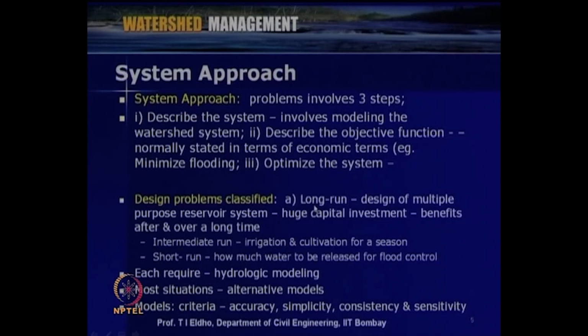Then the second classification is intermediate run. Intermediate run is for a short period, maybe a few months or a few weeks. For example, irrigation and cultivation for a particular season. We know how much storage is within the reservoir, and then we can plan as far as the water release is concerned. That is the intermediate run.